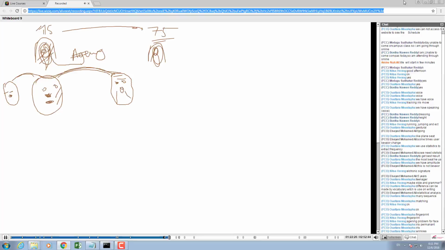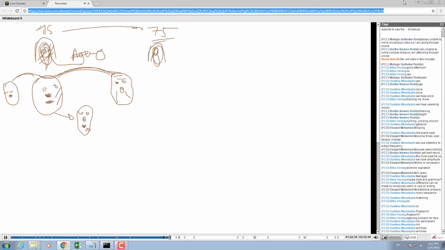Something else. What makes the face change? If it is big or skinny. The weight. Yeah. If this guy is doing a diet and he becomes skinny like this. Okay. What else?